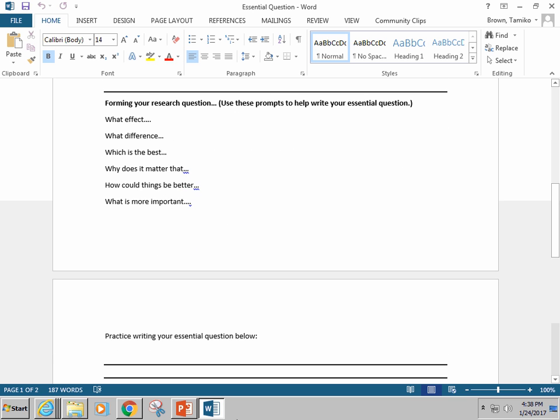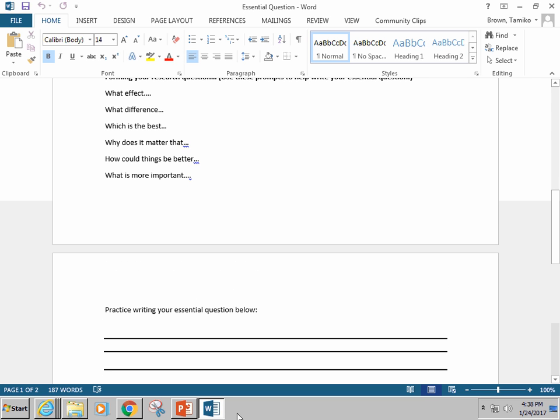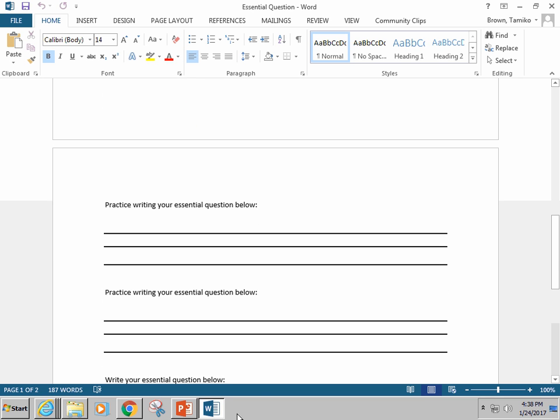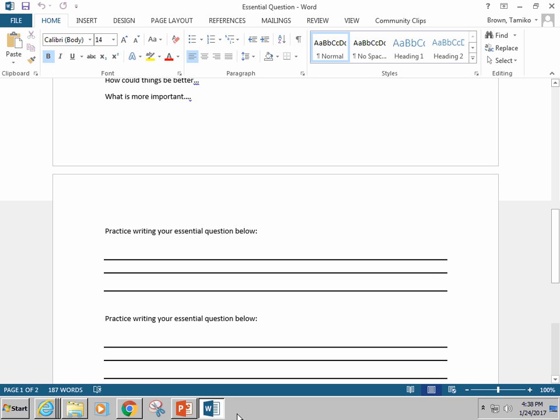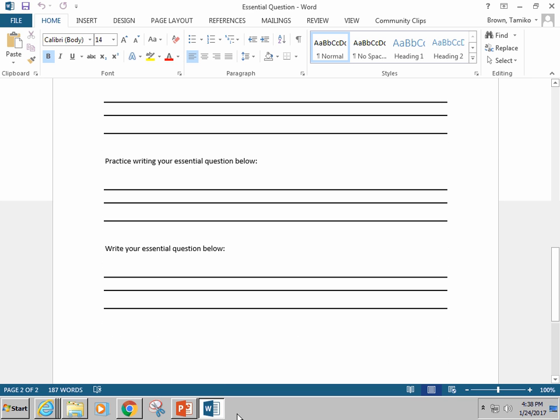And then on the second page, you're going to have a practice area to start thinking about your essential question. Once you've written it, think about it. You might need to change things. You might need to tweak things. And so once you do that, there's practice for you to try again. It says practice writing your essential question below, and you should be editing and thinking, revising, and doing all those great things writers do. And then here's another space below where you can think about that essential question.